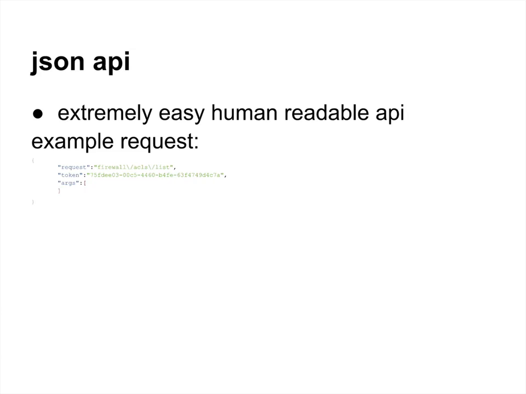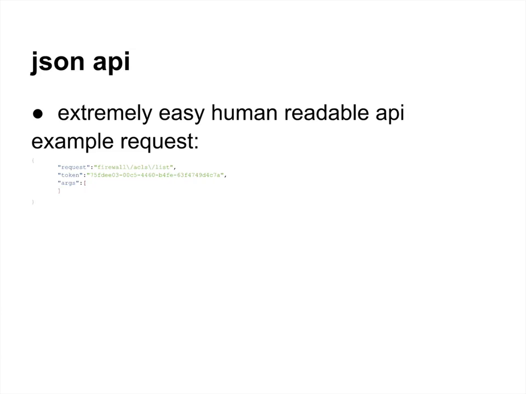So the first argument is actually the request URL. So this is quite simply telling the firewall which piece of information you want. So we're looking at the firewall subsystem, we're looking at the ACLs, which is the access control lists, and we would like a list of all the ACLs.